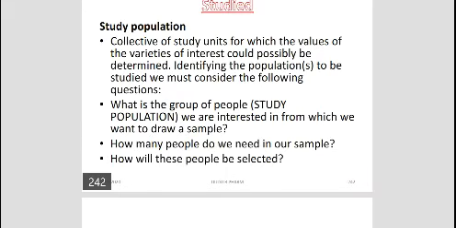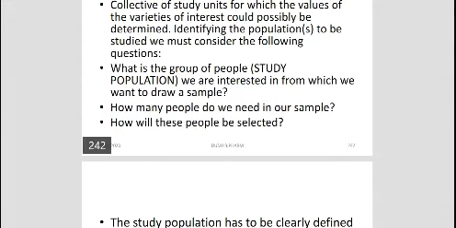Maybe among level 6 college students, Kigamboni district. Then what is the group of people? You have defined the group of people, and also you defined the variable you're interested in from which you want to draw a sample. How many people do we need in our sample? How will these people be selected?